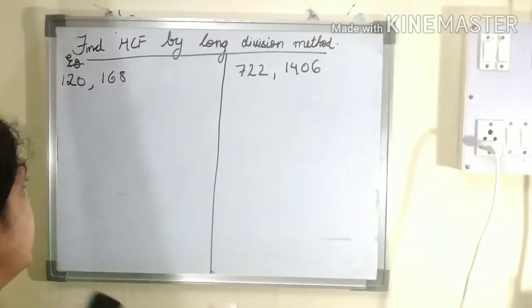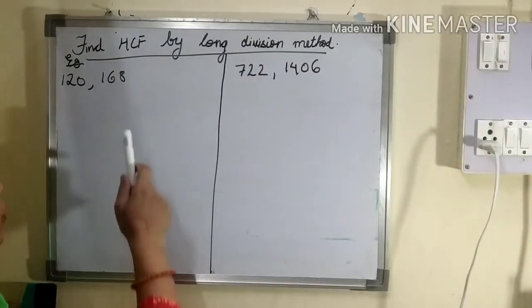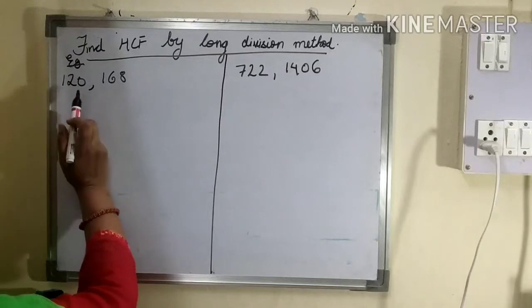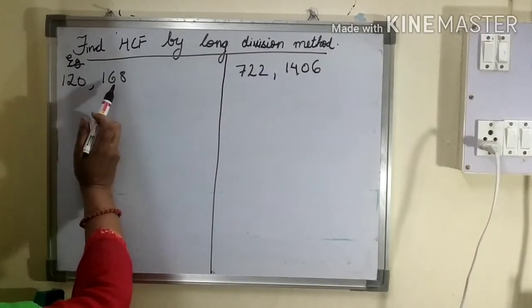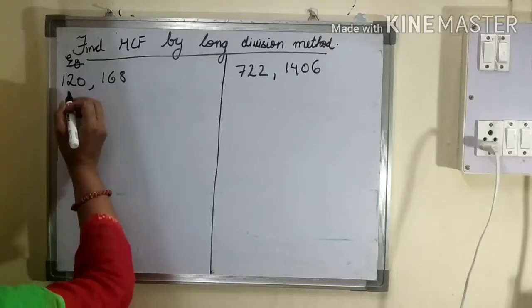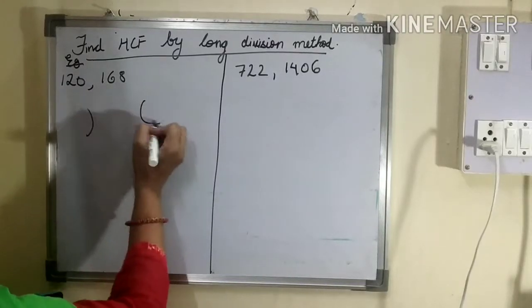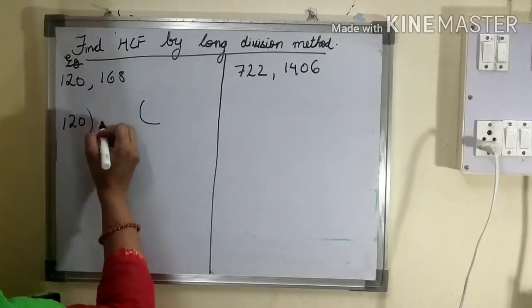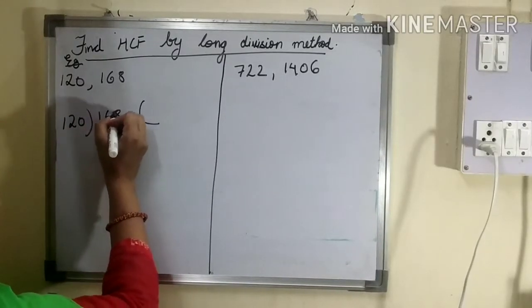Now, a few more examples we are going to do, 2 examples more, so that your concept of long division method will be clear. Now, suppose you have to find the HCF of 120 and 168 by long division method. What we do is, which is the smaller number here? The smaller number is 120, so 120 will be the divisor and 168 will be the dividend.